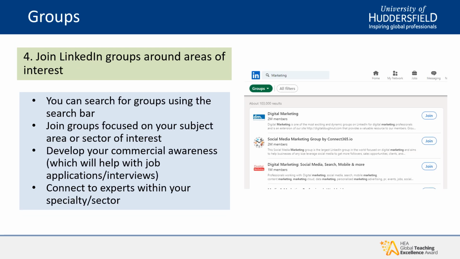You can also join relevant groups using LinkedIn. So if you have an area of interest or a speciality, or you want to learn more about a specific industry or sector, there may be some specific groups around that. So for example, using the screenshots on this slide here, if you are interested in digital marketing, you may be able to find relevant digital marketing groups and connect with leading specialists in that area.